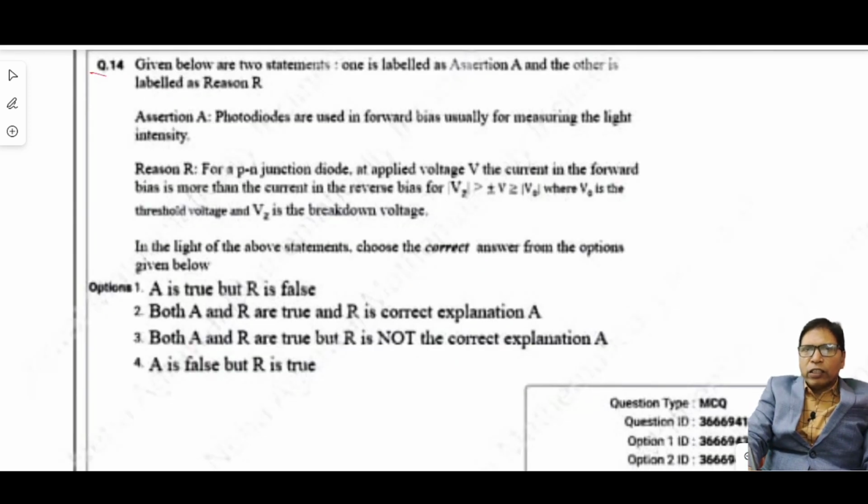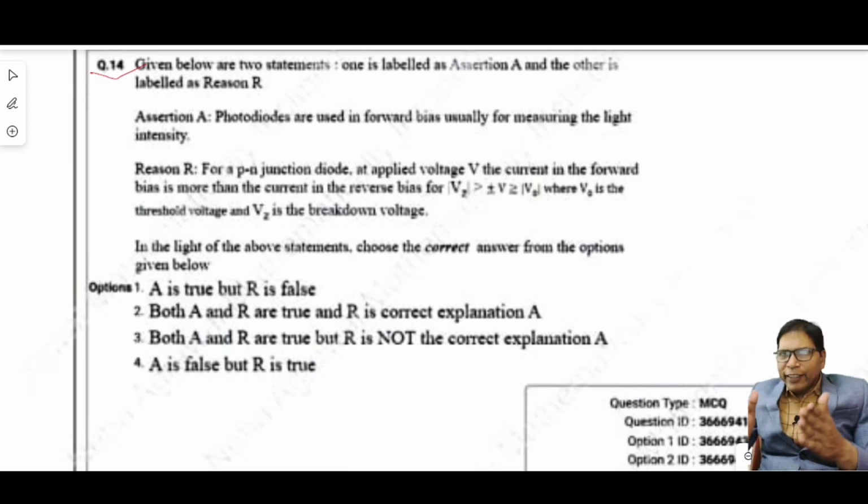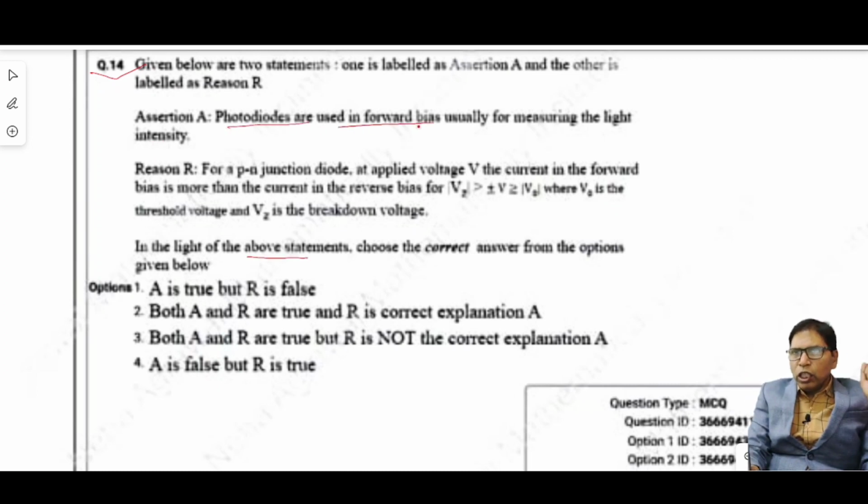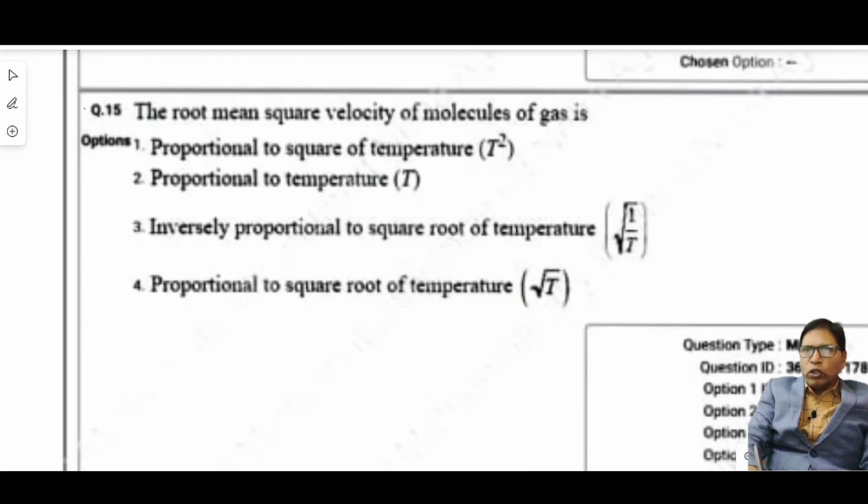Okay. Now look at question number 14. This is an assertion reasoning type question. Assertion: Photodiode is used in forward bias usually in measuring the light intensity. No, a photodiode is always connected in reverse bias. Reason: For a PN junction diode, at applied voltage V, the current in the forward bias is more than the current in the reverse bias. This statement is correct. So assertion A is wrong, reason R is correct. A false, B true, so option 4 is correct.